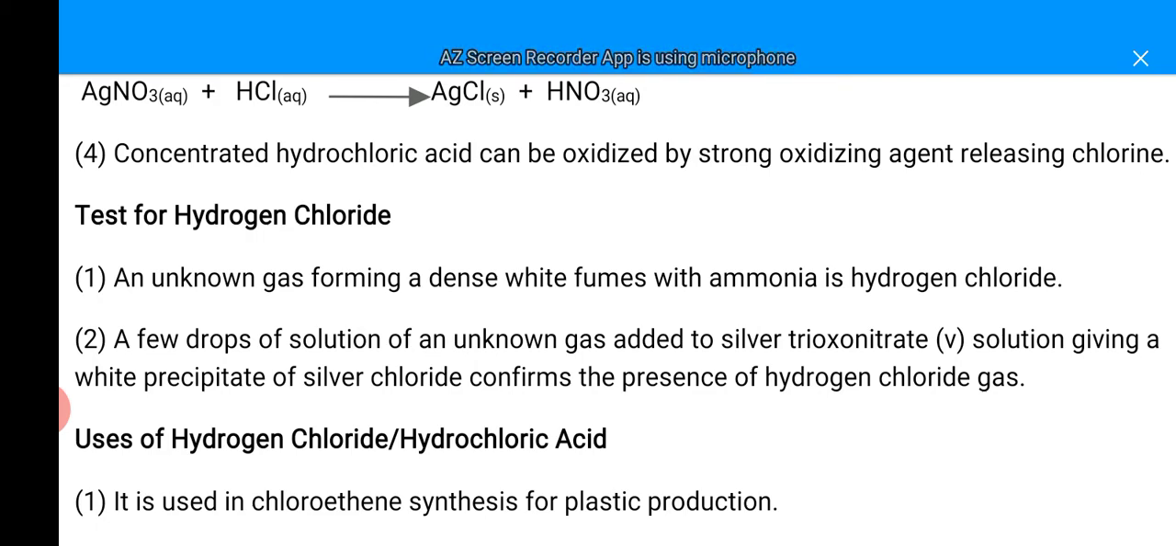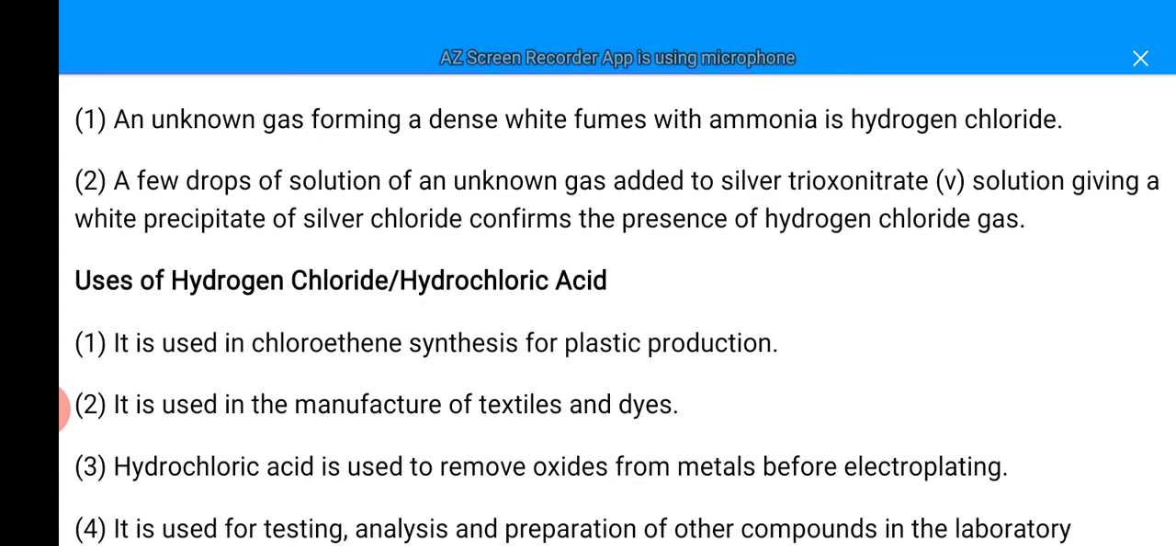What do you use hydrogen chloride or hydrochloric acid for? Number 1, it is used in chlorine synthesis for plastic production. Hydrogen chloride gas is used in the synthesis of chlorine for plastic production. Number 2, it is used in the manufacture of textiles and dyes. You should know that hydrochloric acid, formed when you dissolve hydrogen chloride in water, is used in the manufacture of gelatin and glue from the tendons of animals, and in the production of glucose from starch.